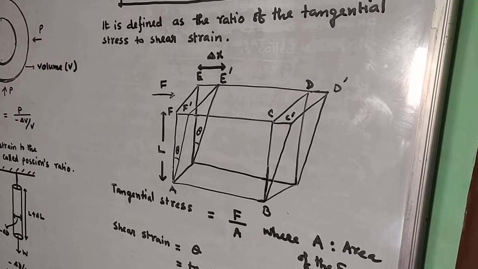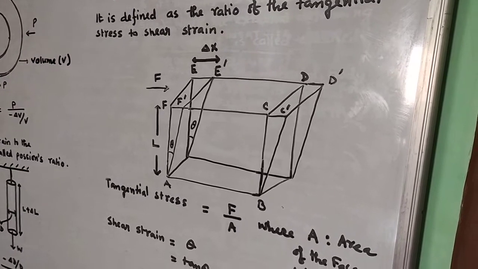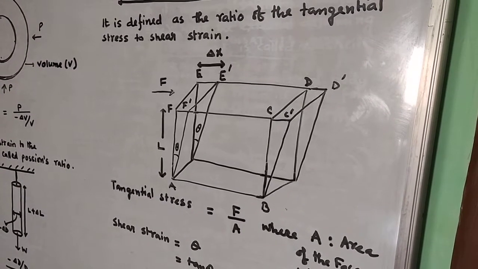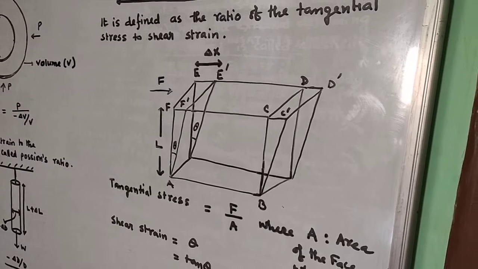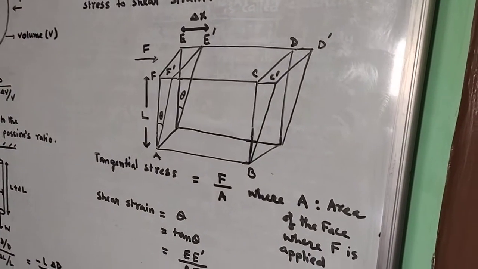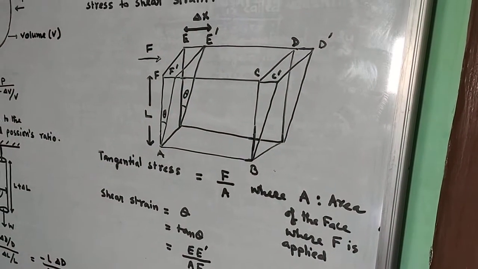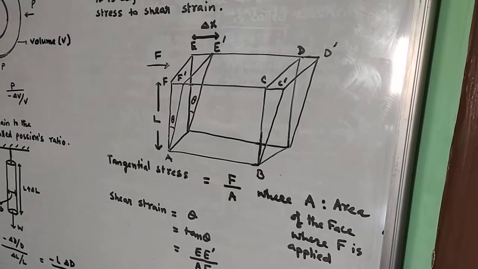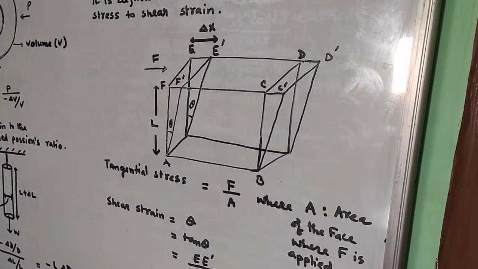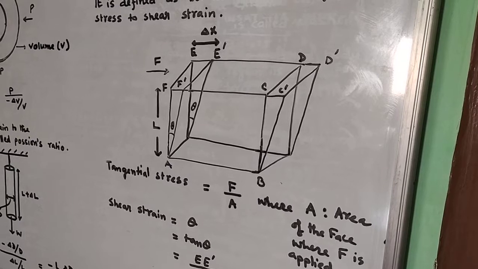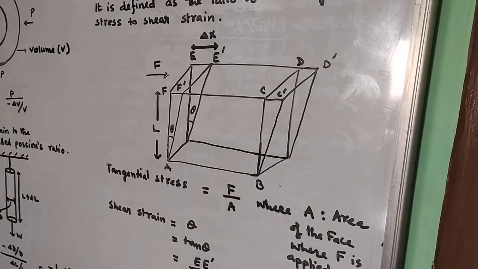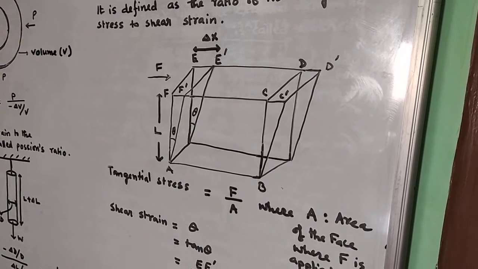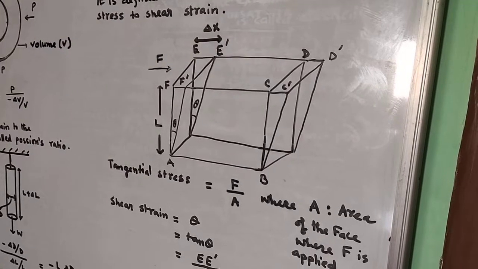So here tangential stress is nothing but the tangential force by area. So F is the tangential force on the top surface, and A is the area of the face where F is applied. Now shear strain is nothing but the angle deflected by the edge AF due to the application of the tangential force. So shear strain equals theta.